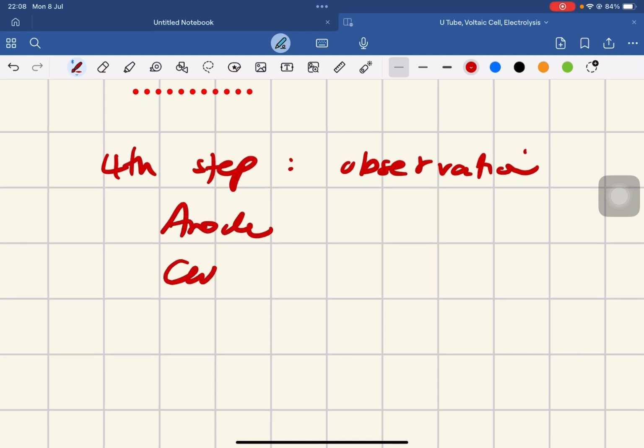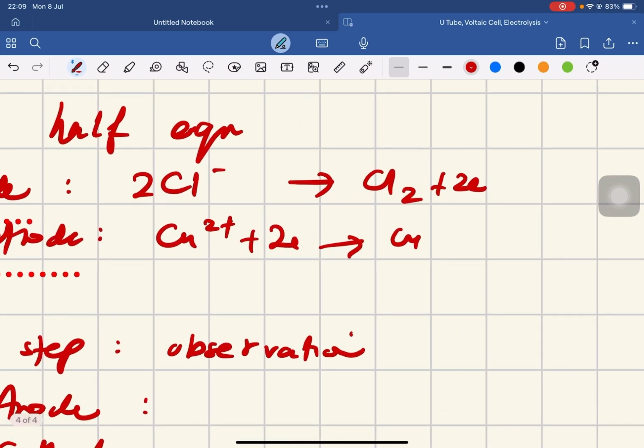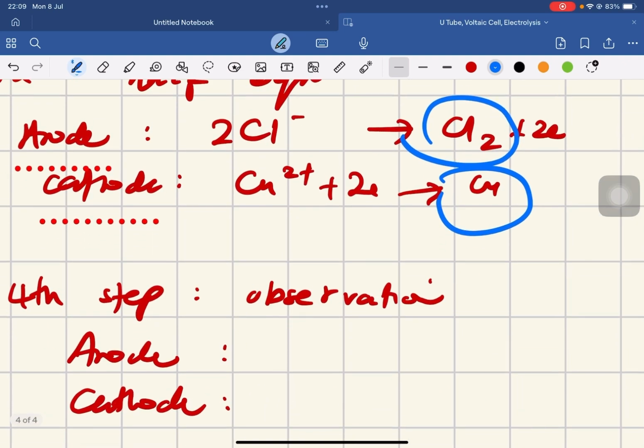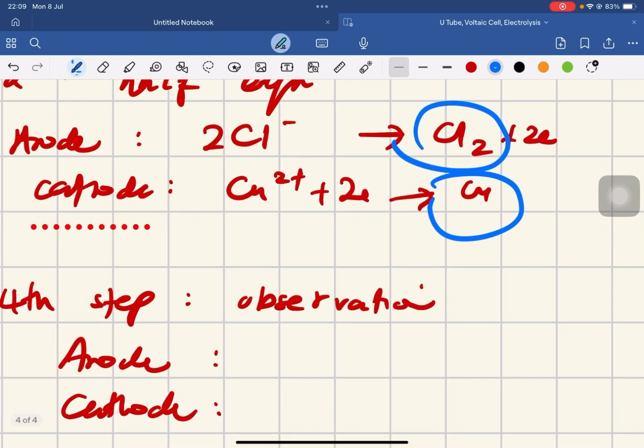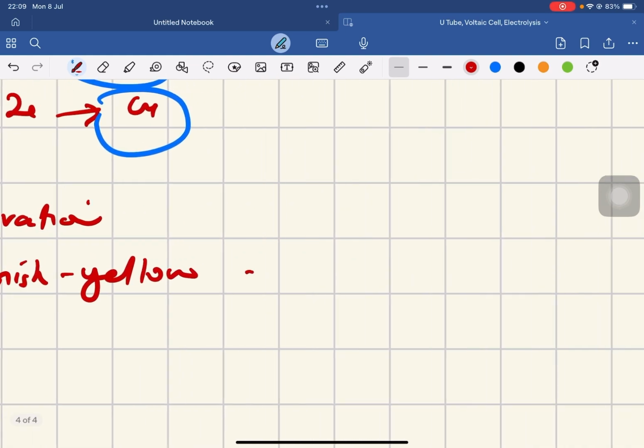Okay, anode and cathode. Remember, if it produces a non-metal, you see a gas. If it produces a metal, you see a solid. Together, kita akan bulatkan ini dan ini. Okay, tengok anode dulu. Anode is chlorine. It's chlorine gas. So please hafal, chlorine gas is what color? Is greenish yellow. Okay, greenish yellow gas is formed.